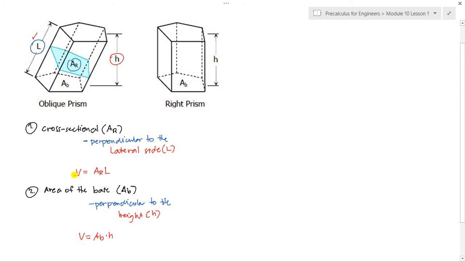Okay, to the height. Now, for a right prism, wala man tayo problema ani, since usa ra may formula ni ini, that is just volume is equal to area of the base times the height. Why? Because in the right prism, the base area is just equal to the cross-sectional area, AC or AR.